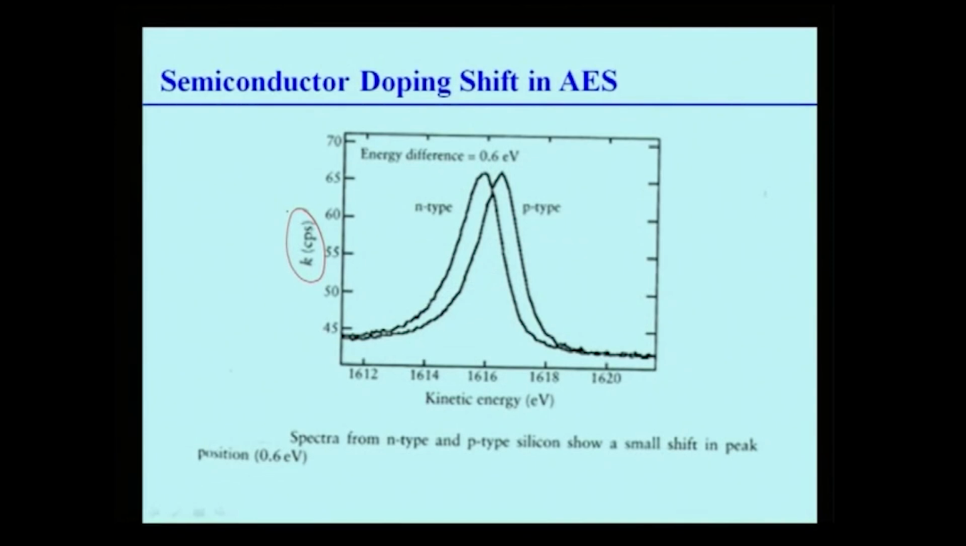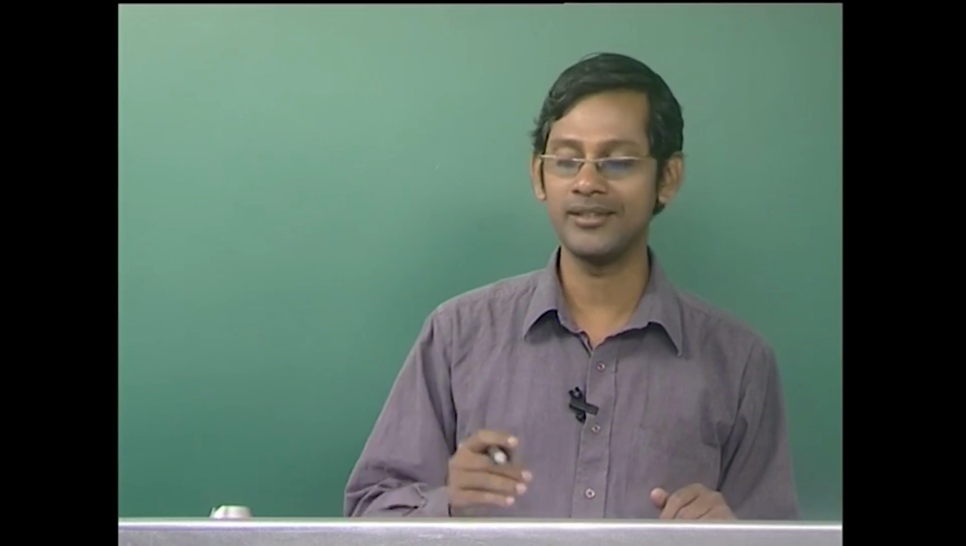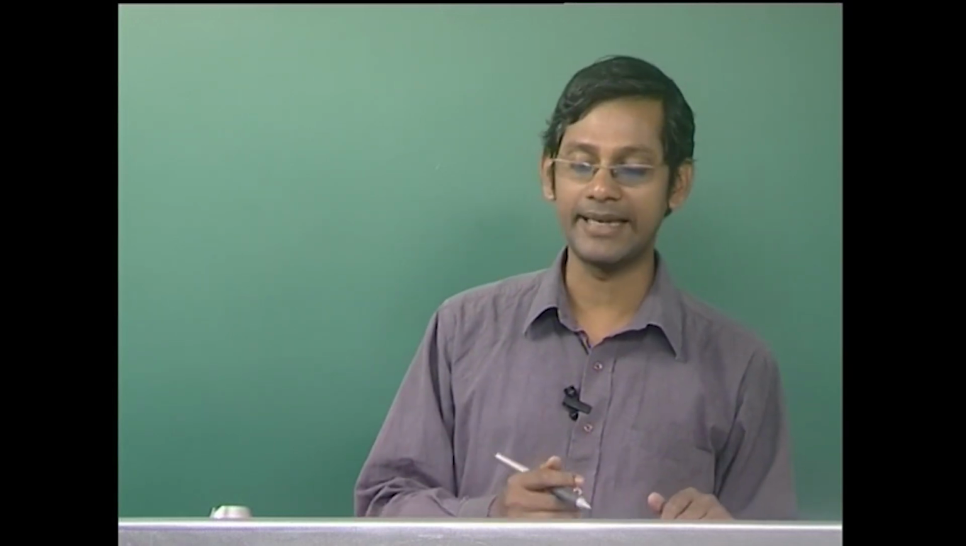So this is the yield in the XPS and kinetic energy plot. You can see N type and P type have a distinct position of the peaks, and the energy difference between these two peaks is about 0.6 electron volts. So that means XPS is so sensitive that it can detect this much energy spread when you dope the silicon to make it N or P type. The small shift is sufficient to let us know that it is indeed N type or P type.